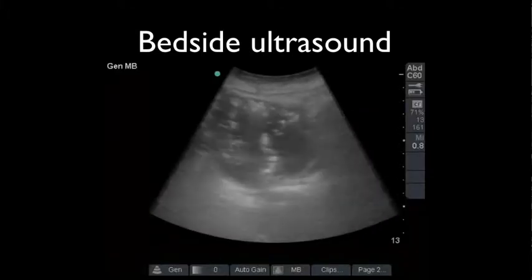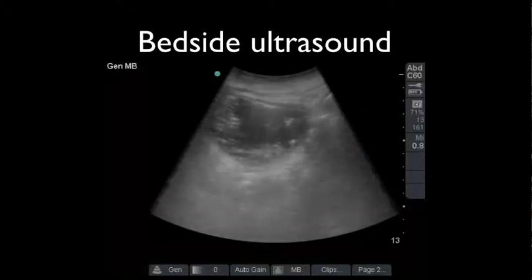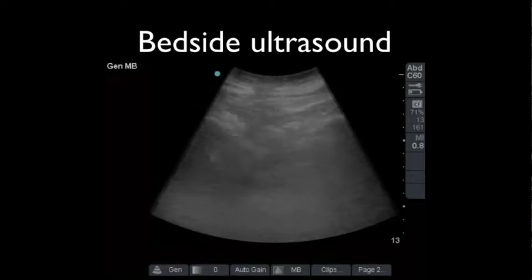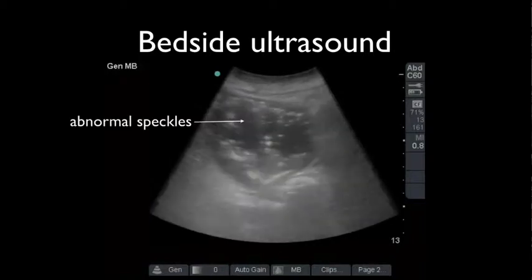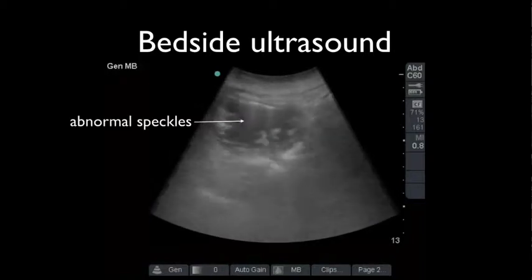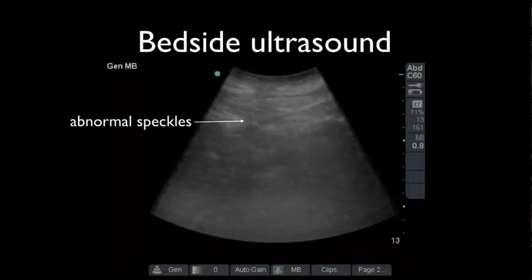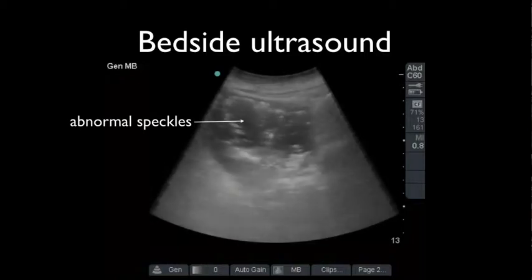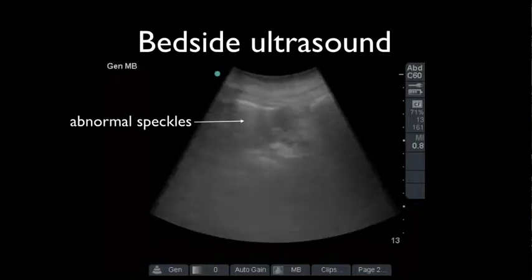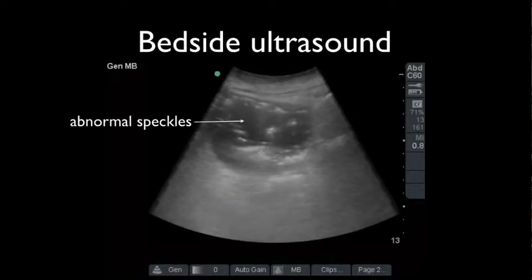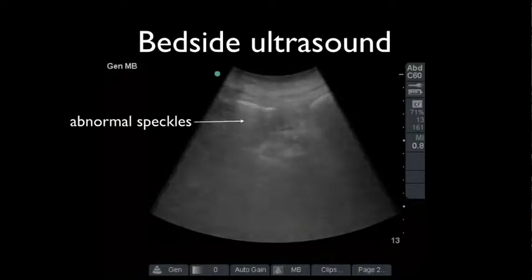This is the bedside ultrasound, a transverse view of the bladder. And you can see there are hyperechoic structures within the bladder forming abnormal speckles concerning for pus collection within the bladder itself. And that might be the reason why there's no urine output.